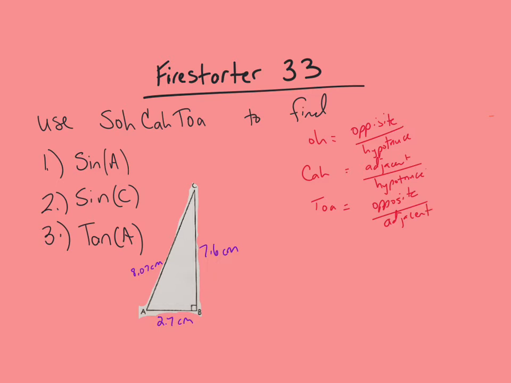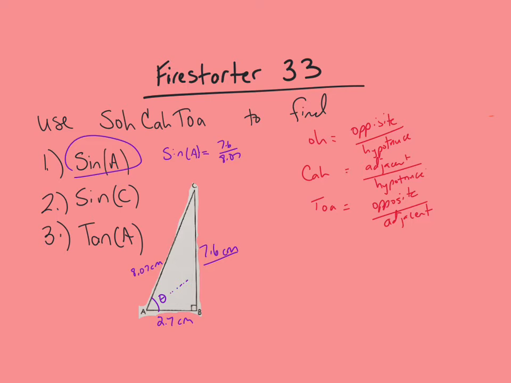Alright, so you've got to figure out which angle you're using. Remember, it's unlikely you're going to see a B here because B is the 90-degree angle. So this is always for right triangles. We have a right triangle. So sine of A, that's important. That means this is going to be my theta. Alright, that means the opposite is 7.6. So number 1 is going to be the opposite, 7.6, all over the hypotenuse, 8.07. So how you would write this is: sine of A equals 7.6 over 8.07.